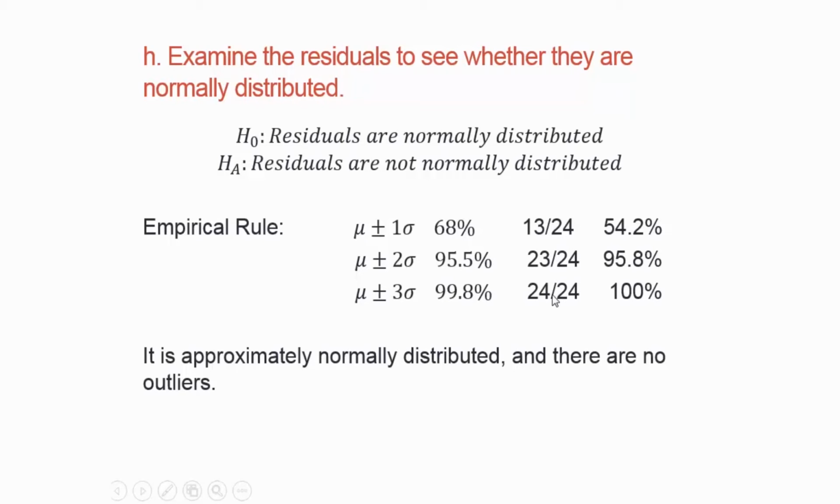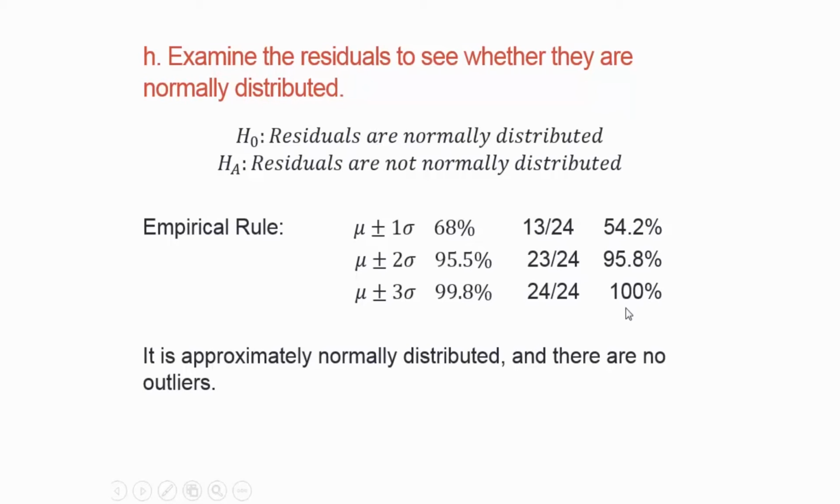How many observations out of 24 were within plus or minus one standard deviation? And the answer is 13 out of 24, which is 54.2%. It's a little less than 68. We keep going, 23 over 24 would be within plus or minus two standard deviations, 95.8%, which is very close to my expected value here. And then all 24 of them are within three standard deviations plus or minus, and therefore 100% is in that group. There are no outliers, therefore it does appear that we have normally distributed residuals, which is what we want, because we can do a better job of predicting Y if the residuals are normally distributed.